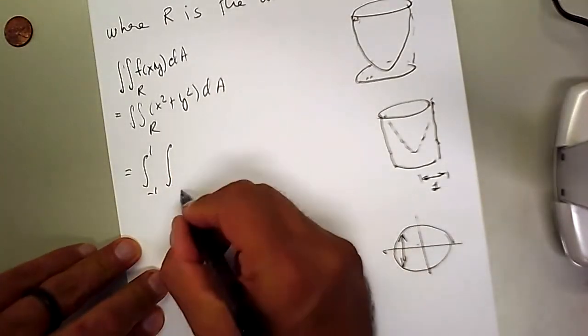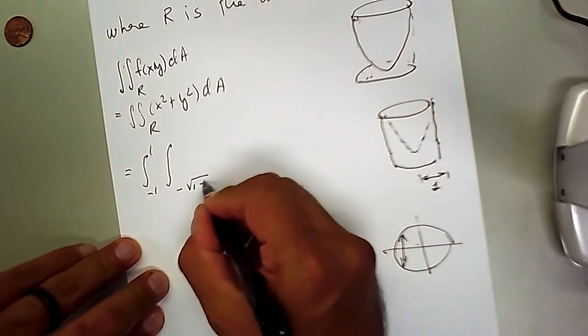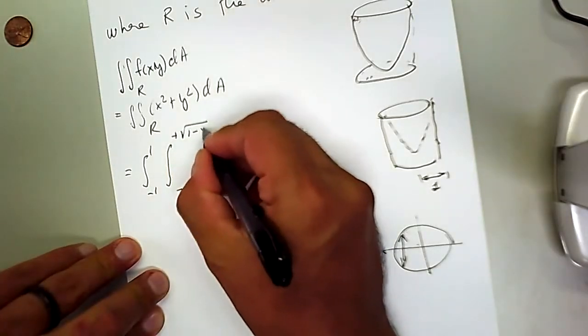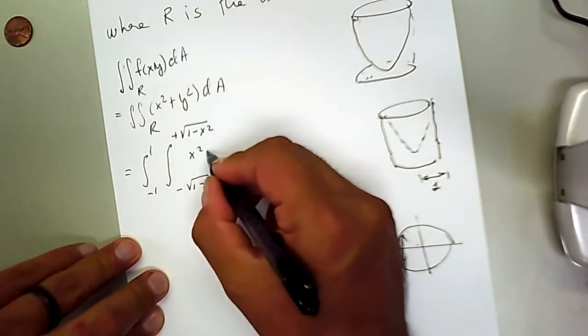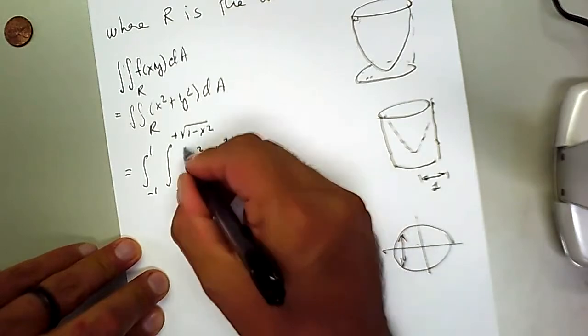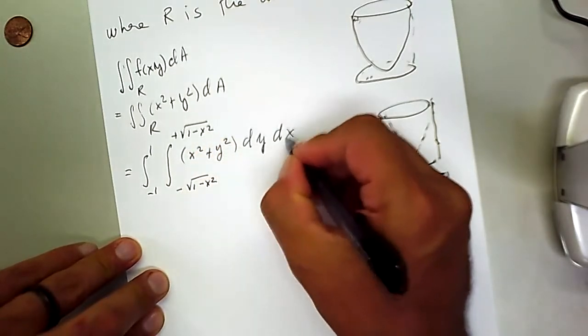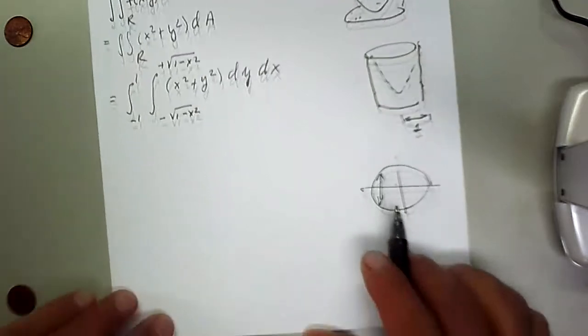So we go from negative square root of 1 minus x squared to positive square root of 1 minus x squared of x squared plus y squared, dy dx. So that's the way we would do this guy.